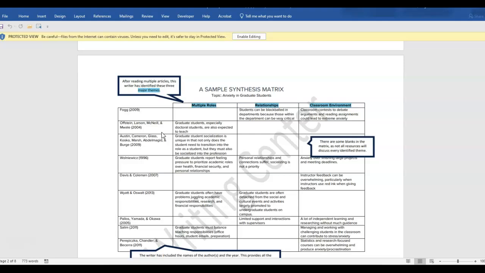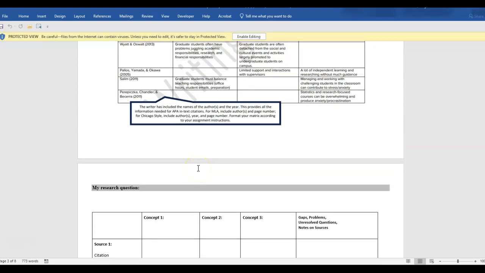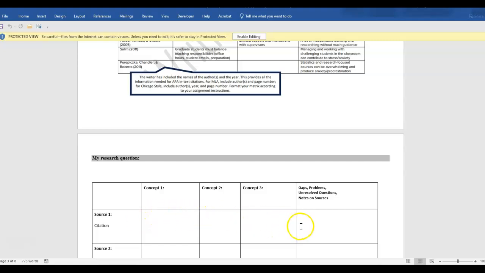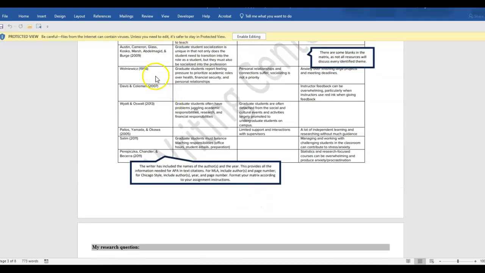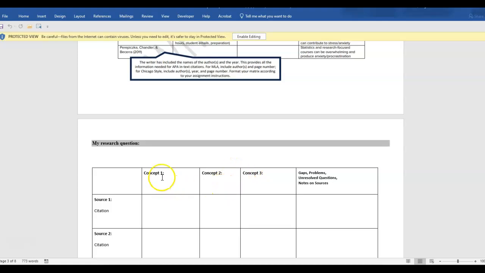So once you have your sources listed, you're going to read through and start adding in across the top all the various themes or concepts. What are the main findings of these articles? You're going to go through each article and start to fill in.